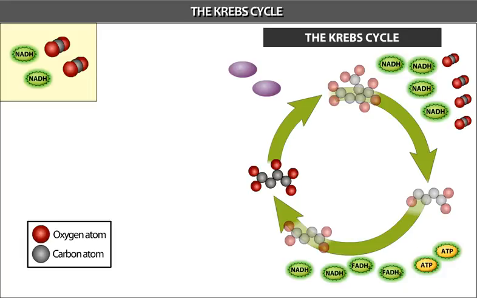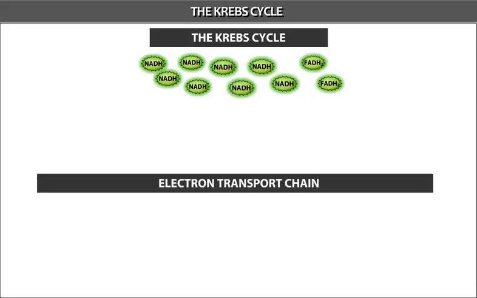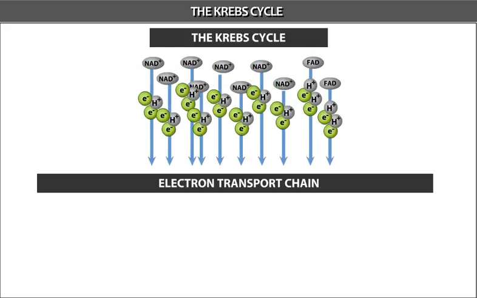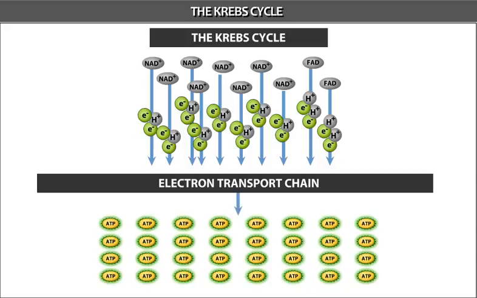Although a small amount of ATP has been formed in the Krebs cycle, it is the NADH and FADH2 molecules that represent the most energy for the cell. These electron carriers enter the next phase of cellular respiration called the electron transport chain. NADH and FADH2 molecules must give up their extra electrons to the electron transport chain so that they may revert back to NAD+ and FAD and help in the Krebs cycle again. The electron transport chain uses the energy from the electrons to produce a large amount of ATP molecules.